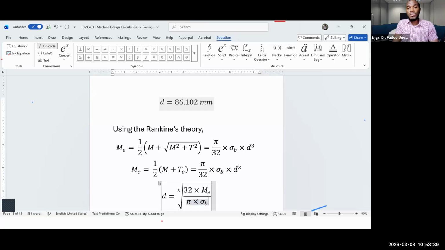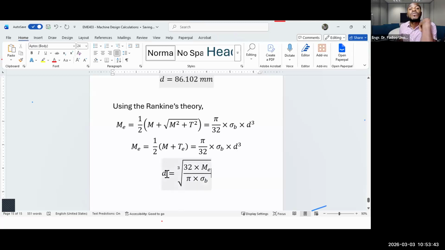Sigma b, right? So again, we look at this equation. For us to find d, 32 is a number, pi is a number, we need to know M_e, okay? And M_e is half of this guy. We know T_e already, so we add that and calculate, and then we need to find sigma b.